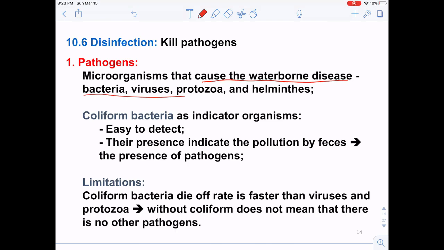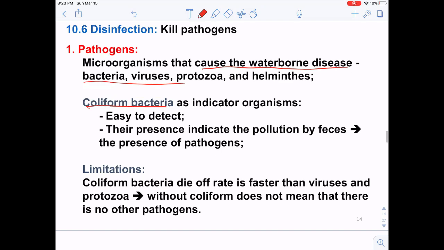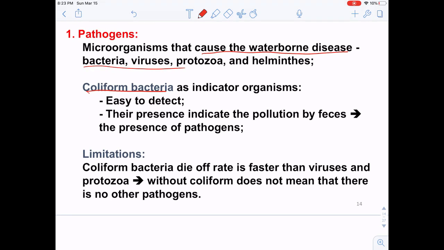And typically, when we try to measure the number of the pathogens, or we try to define a parameter to evaluate the pathogens, we're going to use the coliform bacteria as an indicator for these organisms. The reason why we use coliform bacteria is because it's very easy to detect, and secondly, their presence indicates that there is pollution by feces. And what that further means is that if there is feces, then it means that there are further presences of the pathogens.